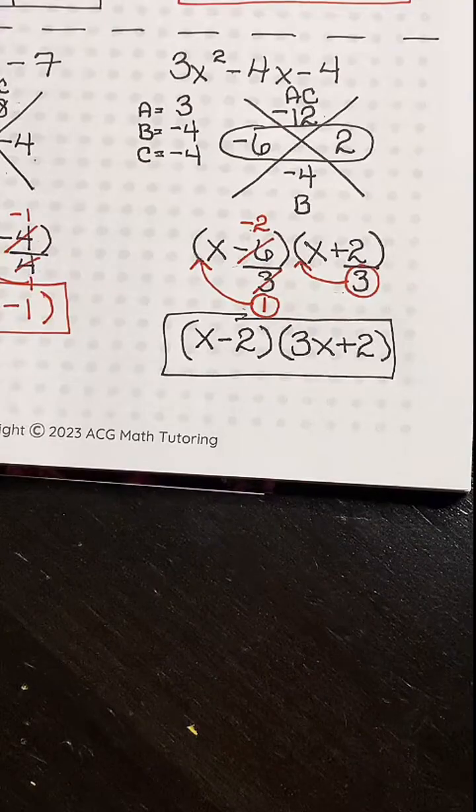Can we switch the order of the parentheses? Yes, you can, because multiplication is commutative. Thank you, Lizzie. All right. Thanks for using the stickers. So if you said 3x plus 2 and then x minus 2, that's perfectly fine. Okay, good.